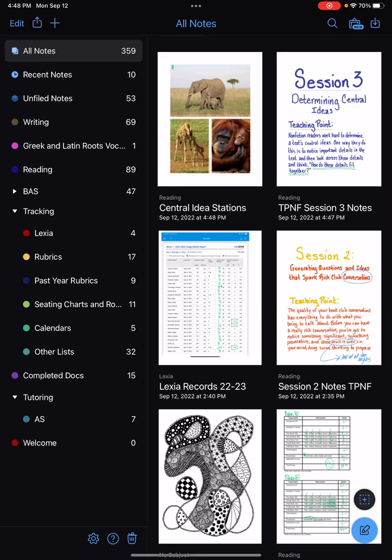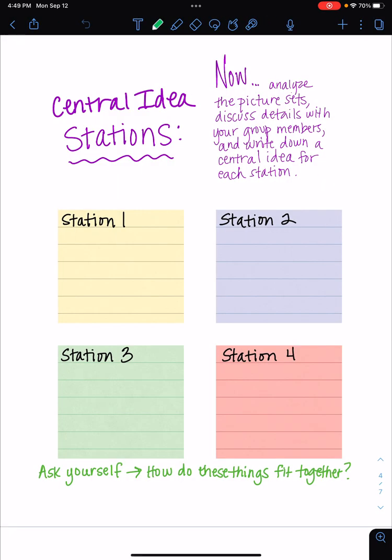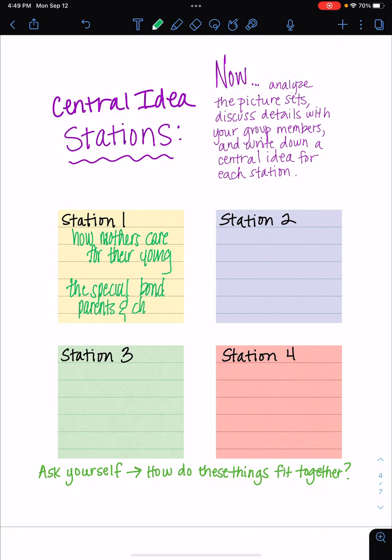So going back over to our notes, when I look over here for station number 1, that's where we saw the babies and their mothers. I would say that maybe we could say a central idea is how mothers care for their young, or even the special bond parents and children have. And you notice that I didn't just say animals here. Even though it was animals in the pictures, they may be making some comments about just that bond of parenthood too.